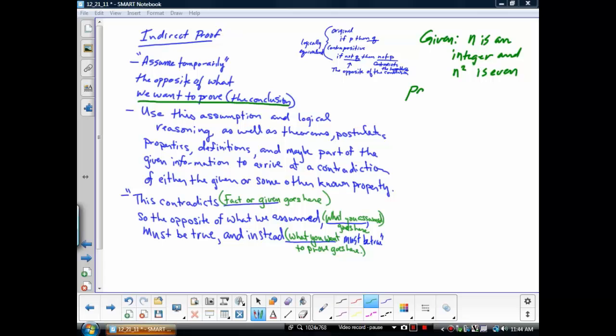What we want to prove is that n is also even.